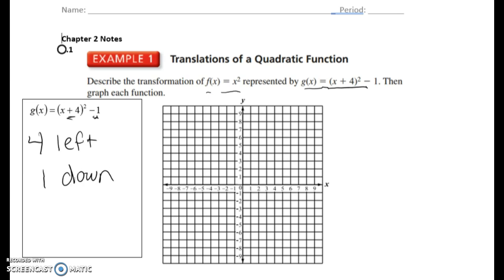So our original parent function always goes through (0, 0), (1, 1), and (-1, 1). So there's our normal parabola. The new graph will move 4 left and 1 down. So I'm going to take each of these dots, move them 4 left and 1 down, and connect. And there's my new parabola. Notice I'm graphing without a table because I know the transformations now, and I don't need a table. I can just do the graph. Let's go back to the journal.